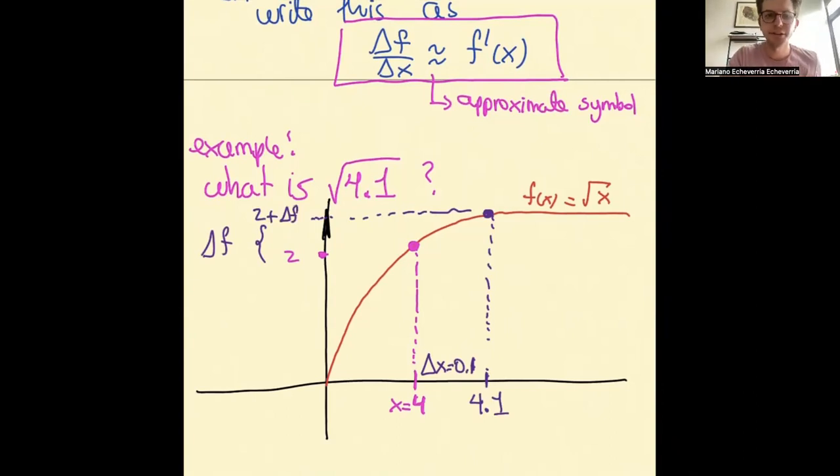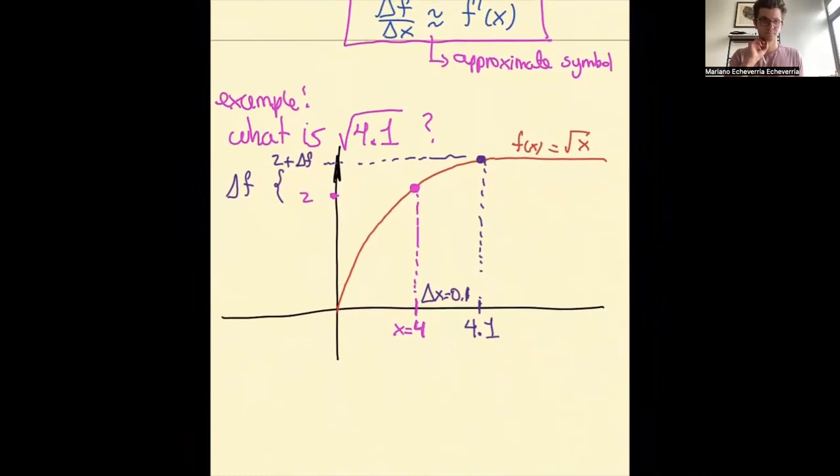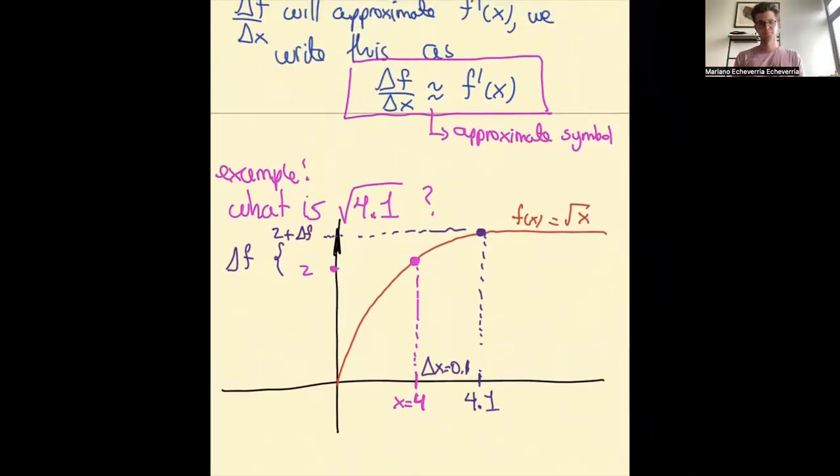Is the strategy kind of making sense? What I'm trying to say is that what we're going to try to find is delta f, because once we find delta f, we add it to 2, and that would be an approximate guess for what the square root of 4.1 should be. Any questions up to this point? So far, so good.